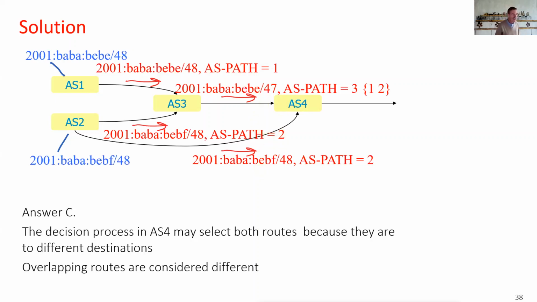But if you think about it, that's very frequent. For example, when we have a default route to reduce the size of the routing table, if an AS has all traffic that goes to Asia going to the same neighbor, then it can aggregate all of this in the default route. So overlapping routes are very common. We always find them, and we must consider them different.